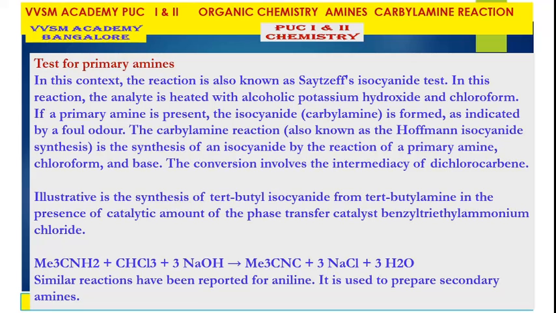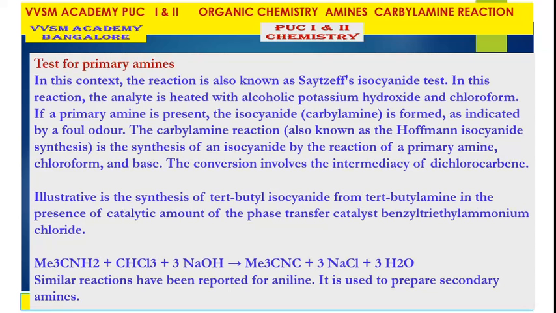The carbylamine reaction, also known as the Hoffmann isocyanide synthesis, is the synthesis of an isocyanide by the reaction of primary amine, chloroform and a base. The conversion involves the intermediacy of dichlorocarbene. Illustrative is the synthesis of tertiary butyl isocyanide from tertiary butylamine in the presence of a catalytic amount of the phase transfer catalyst benzyl triethyl ammonium chloride.